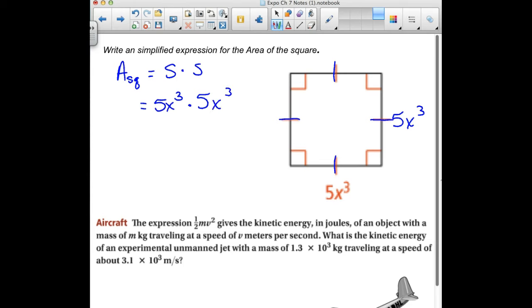We can simplify that a little bit. The 5 times 5 would give us 25. The x cubed times the x cubed. We have the same base x, so we can put those together. And then we simply add the exponents, so x to the 6th.